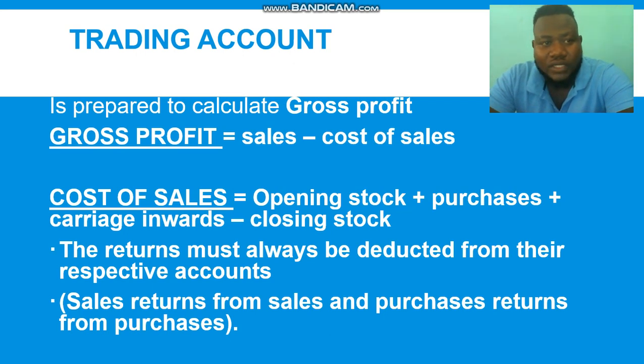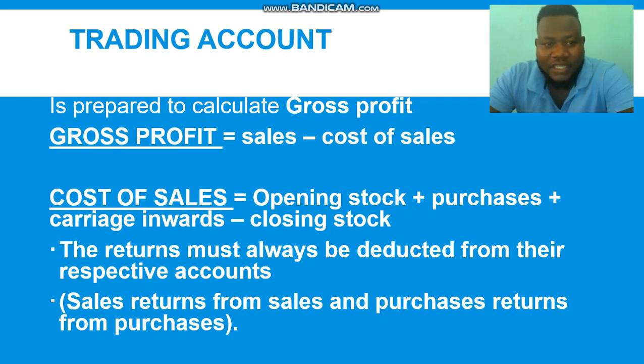So now, how do we calculate gross profit? Gross profit is equal to sales minus cost of sales. So now the figure for sales is always going to be given. The only figure that you need to calculate is the figure for cost of sales. Now, how do we calculate cost of sales? That is opening stock plus purchases plus carriage inwards and then minus closing stock.